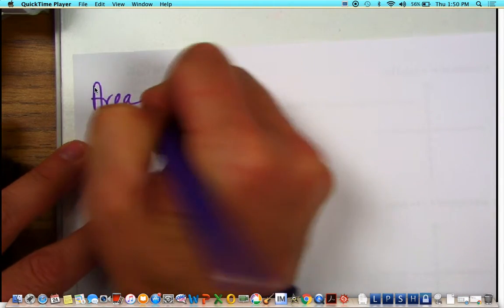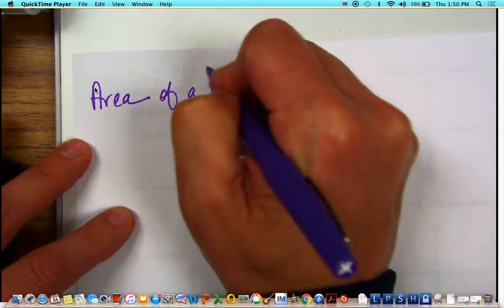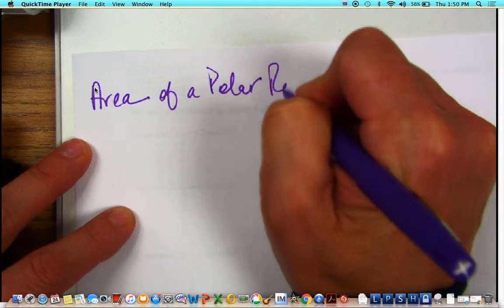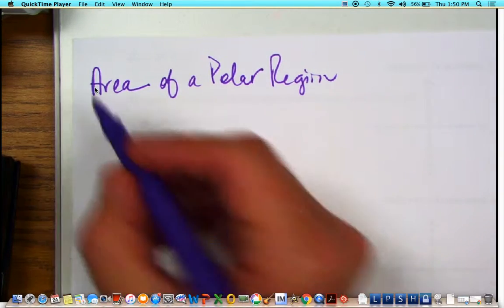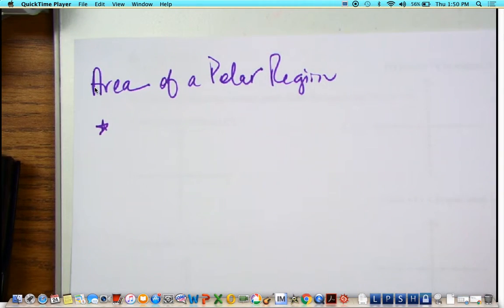You already told me yesterday that you figured it had something to do with an integral, and you are correct. It definitely has something to do with an integral. Whenever we're dealing with integrals, what are we doing? Adding up an infinite amount of subintervals, right? We are adding together an infinite number of subintervals. So here's how the area of a polar region came to be.